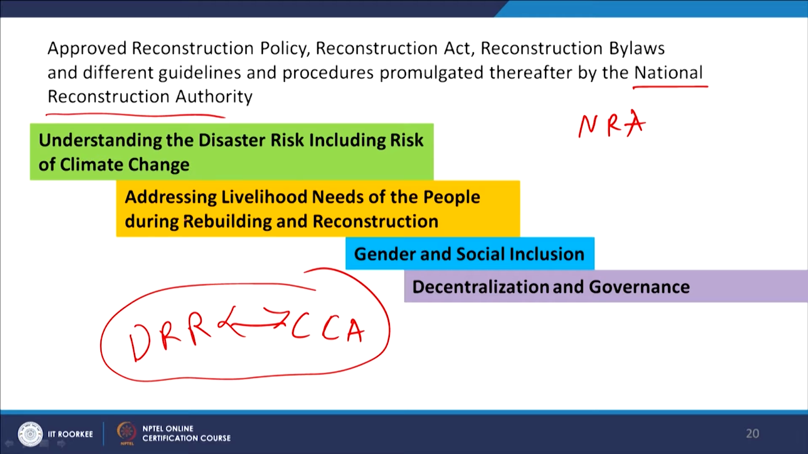Then addressing the livelihood needs of the people during rebuilding and reconstruction. So in the recovery process, what happens to their traditional livelihoods? What happens to how we can enhance the rural livelihoods? Again, I discussed with you gender and social inclusion in the recovery process, because of how we can enhance women's leadership, because most of the deprived communities, we have to take this as an opportunity to bring them to the front line.